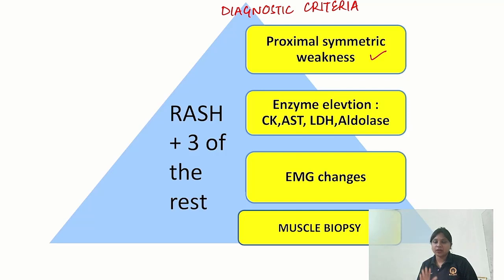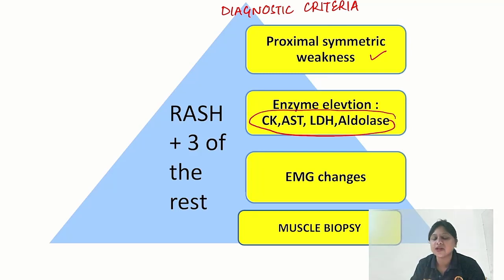There is going to be difficulty in climbing upstairs. There is going to be difficulty in combing hair. There is difficulty in standing from sitting position. So all these are manifestations of proximal symmetric weakness. And there will be enzyme elevation. Again, these enzymes are very, very important.